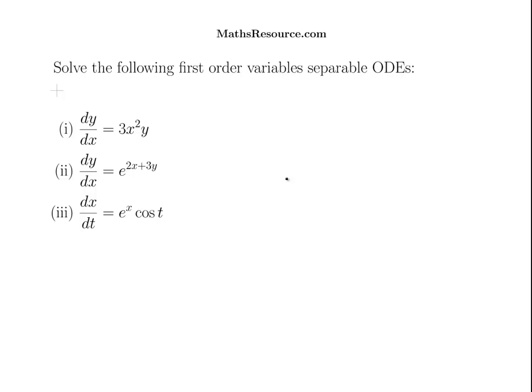So the first one, dy/dx equals 3x squared y. So in this one, what we're going to do, the default setting for this pen is actually quite large. Okay, dy over dx equals 3x squared y. So what we're going to do is multiply both sides by dx.